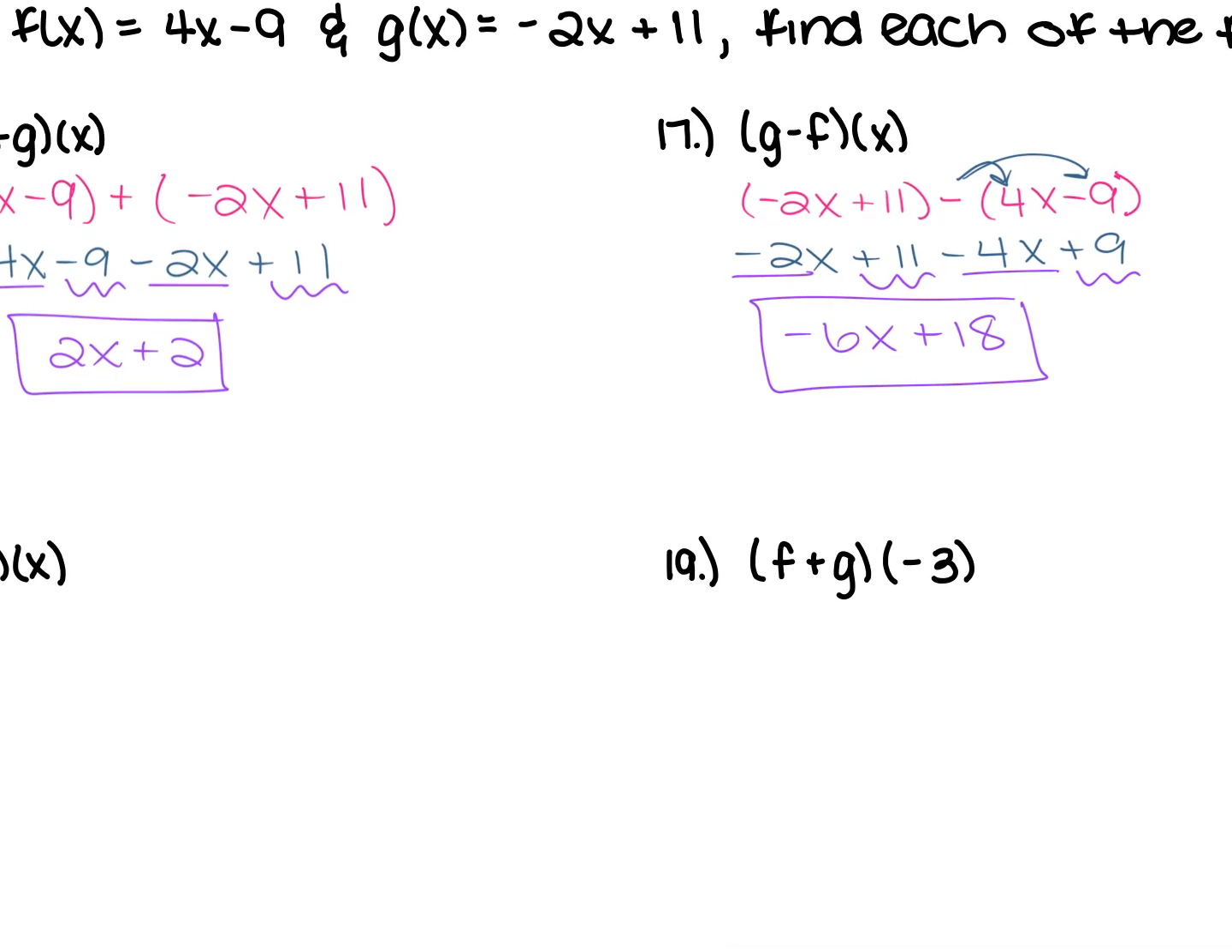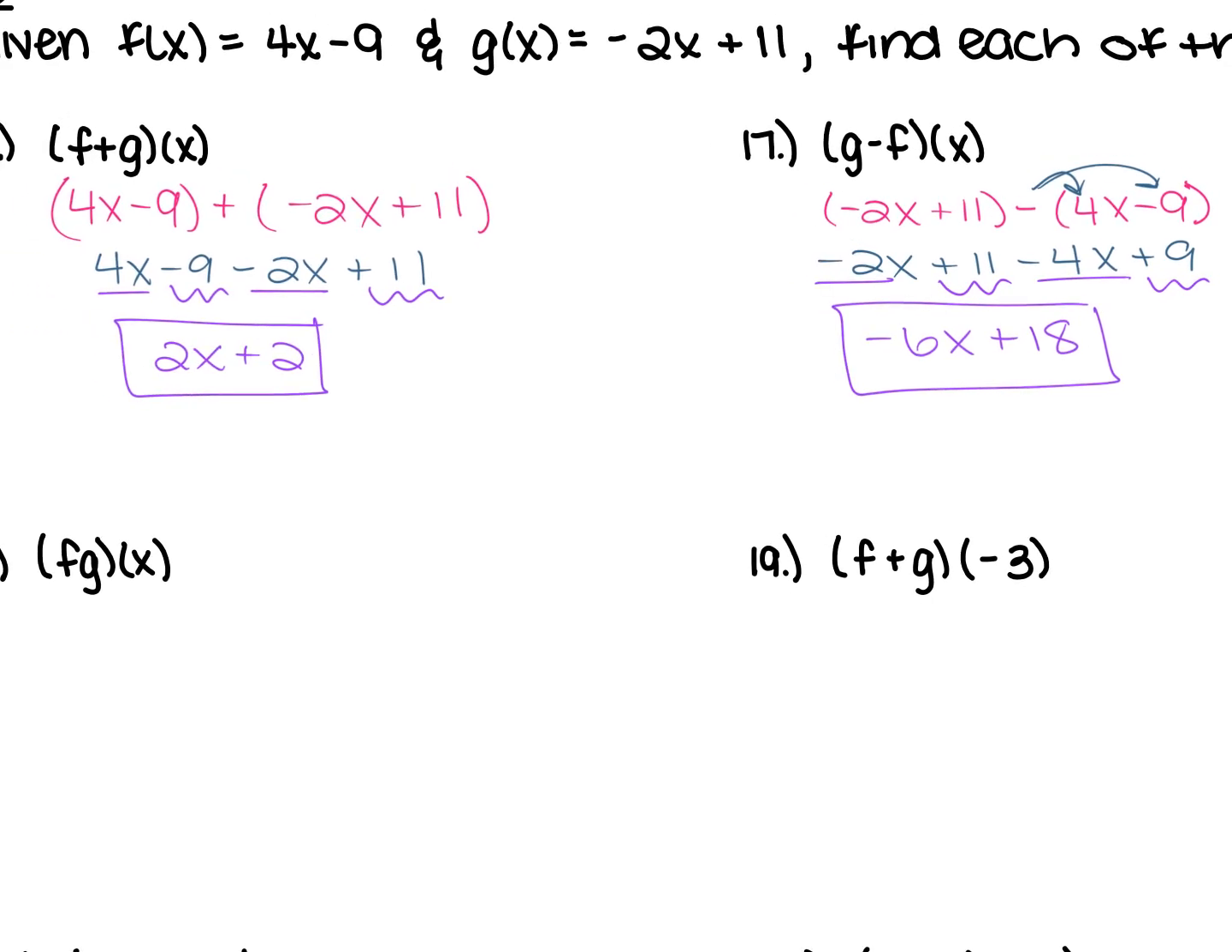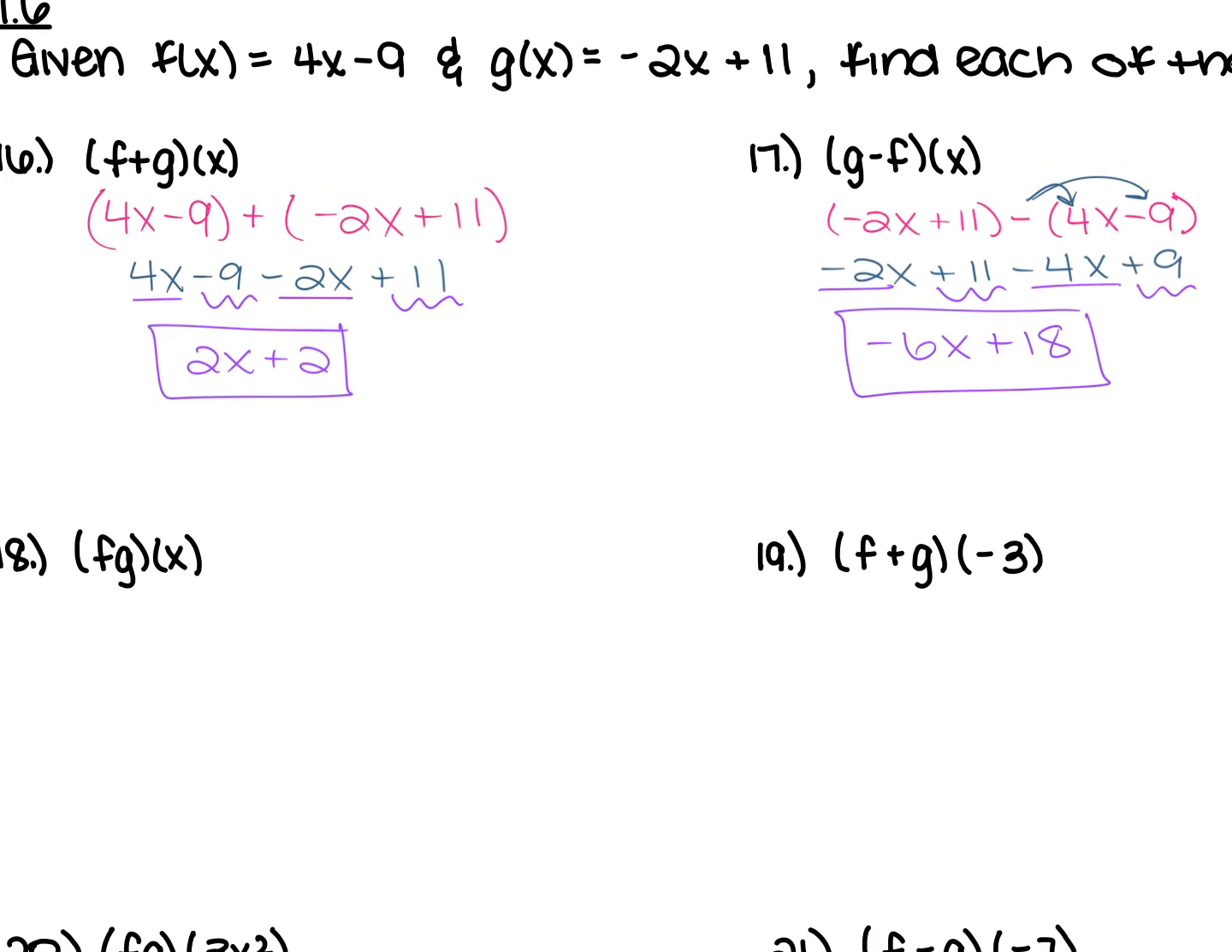Still using that f of x and that g of x. For 18, we're finding f times g of x. So this means we're going to take f of x, which we said is 4x minus 9, and multiply it by g of x, which is negative 2x plus 11. FOIL this out. The 4x times negative 2x is negative 8x squared. 4x times 11 is 44x. The negative 9 times negative 2x is positive 18x. Negative 9 times 11 is negative 99.